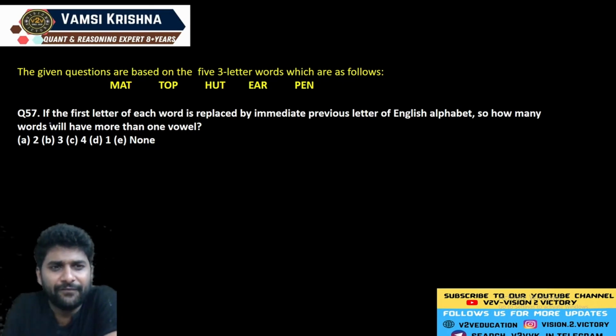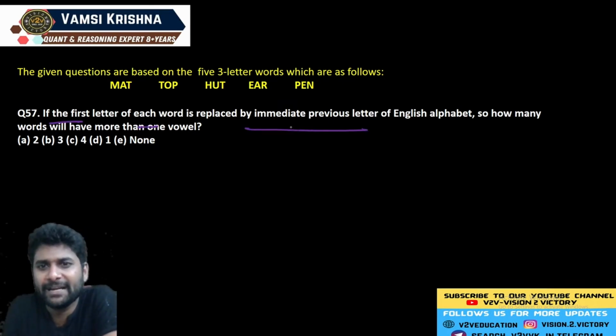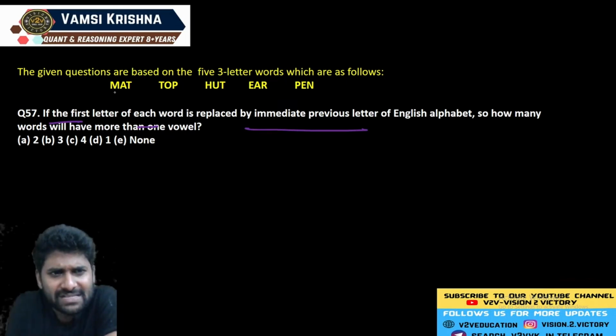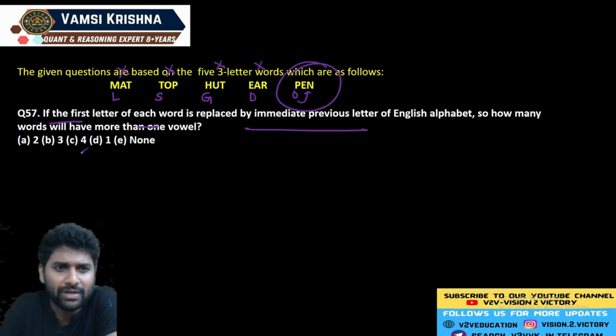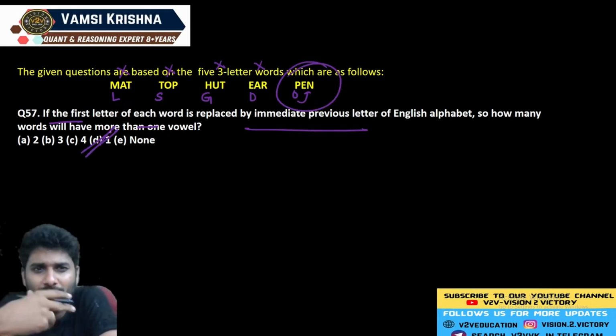Now see, next data. If the first letter of each word is replaced by the immediate previous letter, the immediate previous letter here is L and here S. Here the 8th letter, the 7th letter is C. Here D. The 16th letter, the previous letter is O. Then how many words will have more than one vowel? So we have one vowel, SOP, one vowel, GUT, one vowel. So DAR, one vowel, but OEN, we have only one word having more than one vowel.